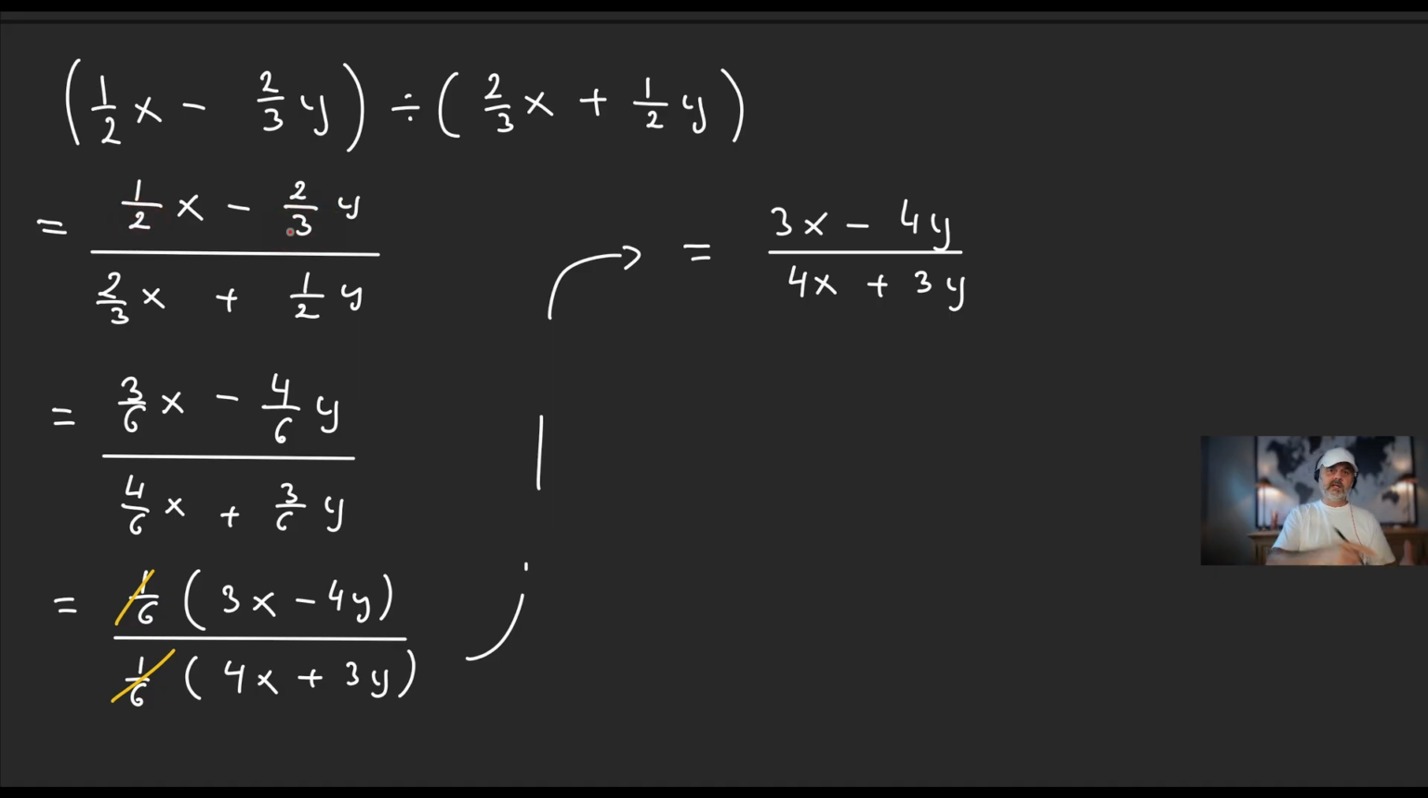Common denominator. 2 times 3 is 6. So there you go. Times 3, you would do times 2, so hence you have 3 over 6 and 4 over 6. You carry that negative sign, takeaway sign with you.